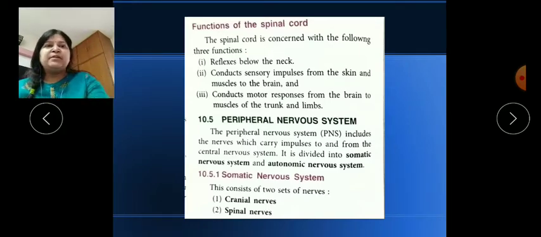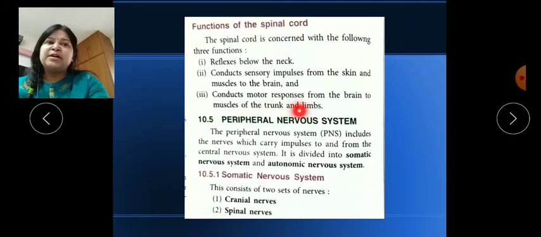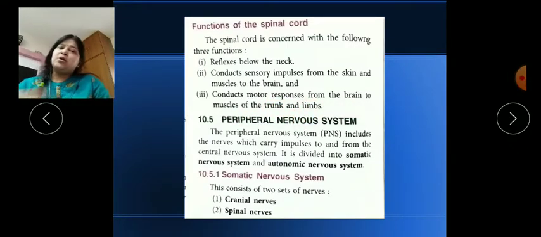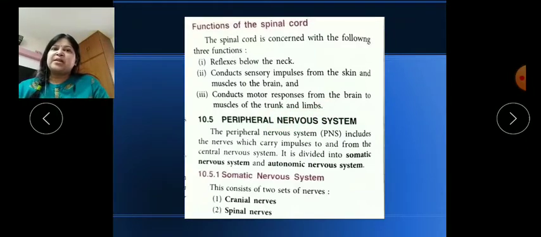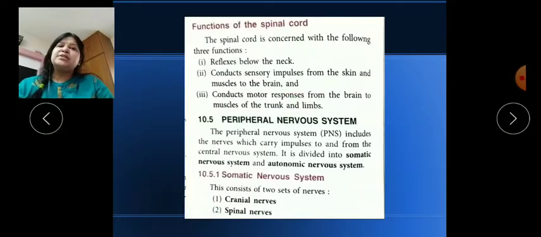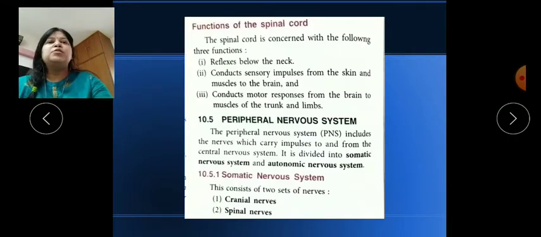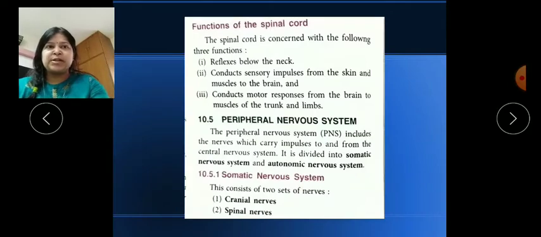And the second one, all the motor nerves. Third one, all the motor nerve impulses, they carry the impulses from the brain to the effector muscles. So muscles of the trunk and limbs all get these impulses. So you know children, the spinal cord acts as a mediator highway. Okay, so you should know the structure, and this is the function, all three.